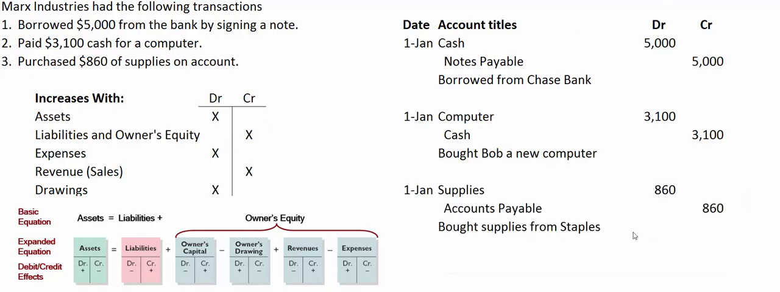So our third journal entry, again, let's pretend like it's January 1st. We debit the account supplies, we credit the account accounts payable, and we put a little note down here. I pretend like we bought it from Staples.